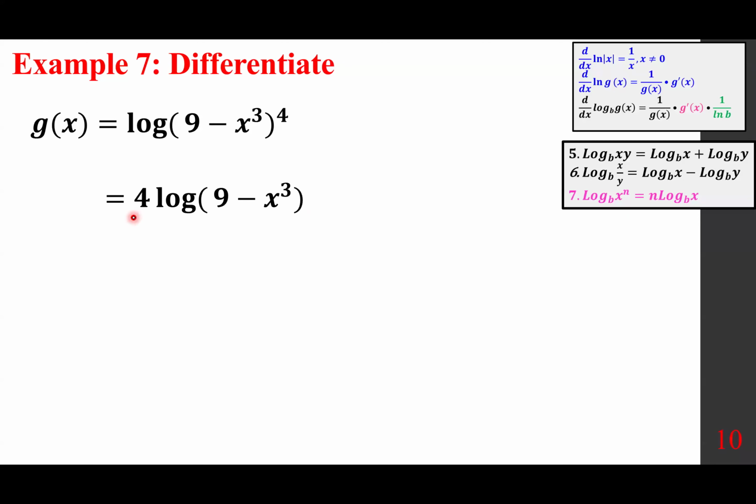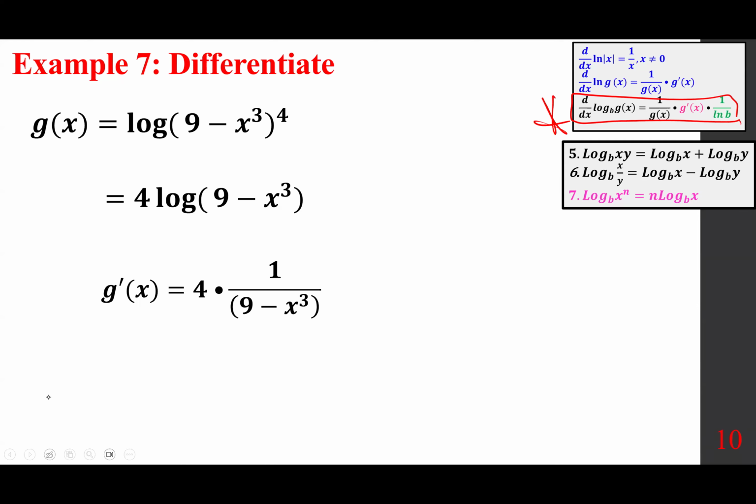So we start with number 4. Log 1 over g of x, 1 over the argument 9 minus x cubed, times g prime by the chain rule times the derivative of this piece, which is, so again, I'm using this. So I would write the formula and follow that. We're going to flip this over first. Then its derivative is negative 3x squared.